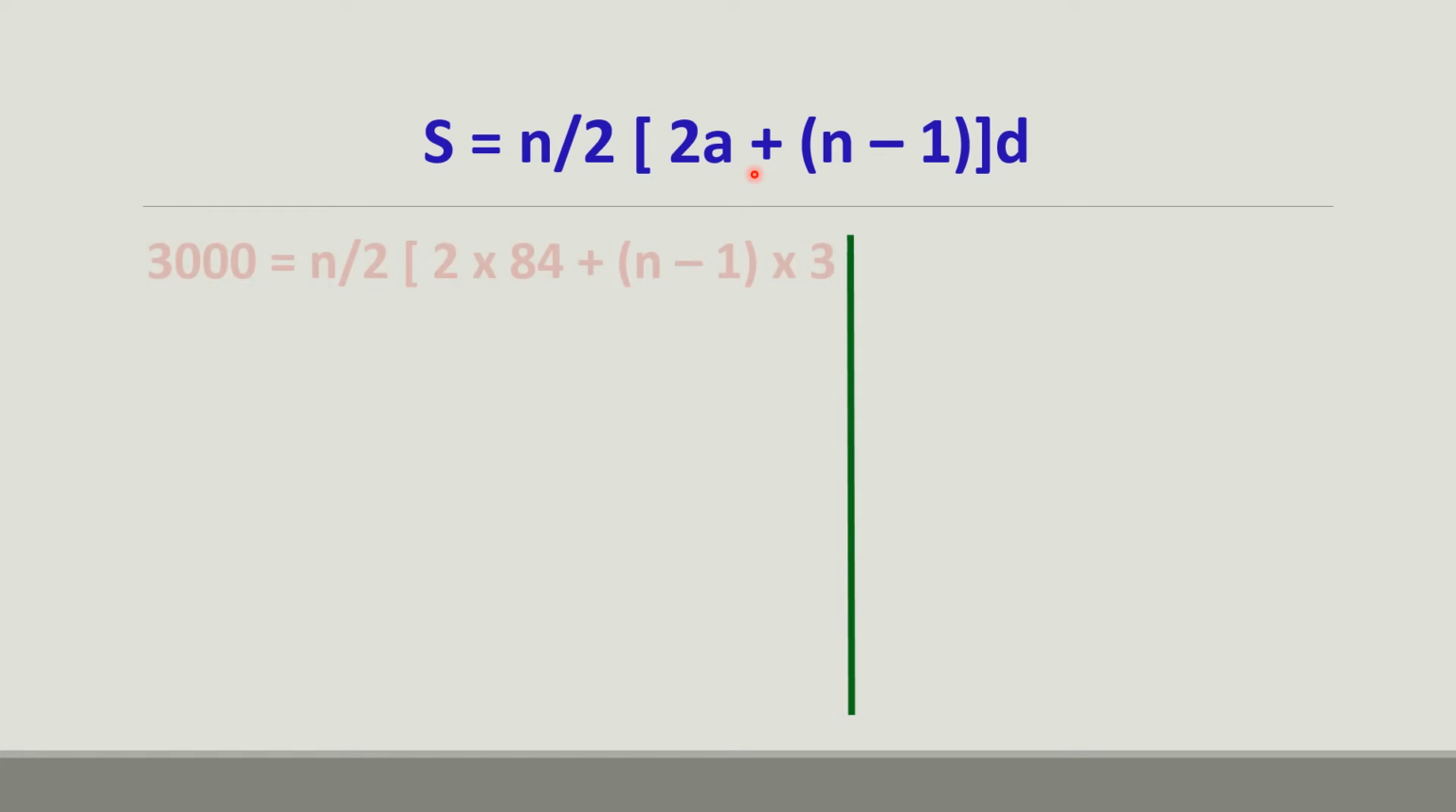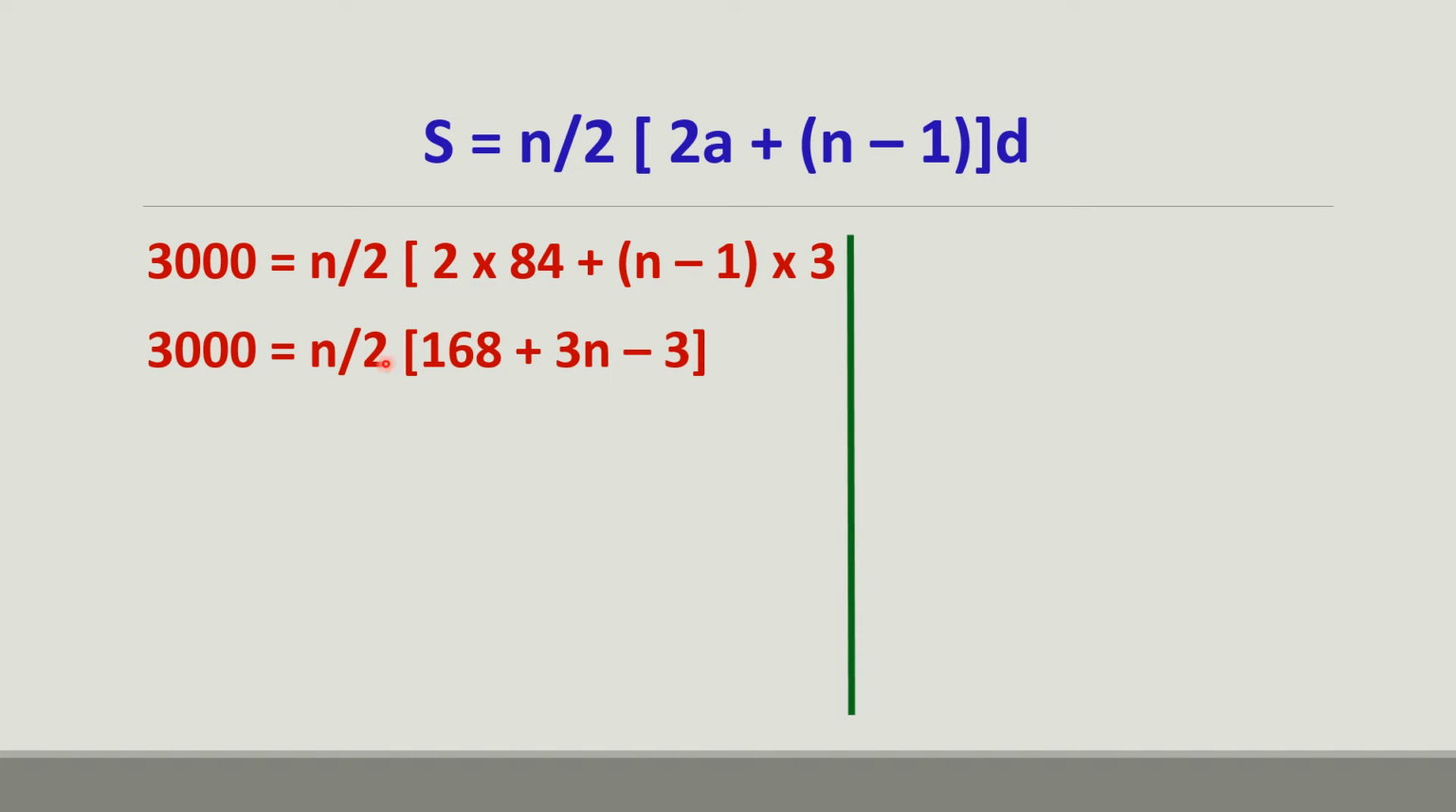So we are applying the formula to find the sum of a number of terms in a progression. The formula is S is equal to n by 2 into 2a plus n minus 1 into d. Here the n is unknown. That is what we are asked to find out: the number of members in the club. Let us substitute what all things we have. S we know, that is 3000. Then n by 2 into 2a, a is 84, plus n minus 1 into d, d is 3.